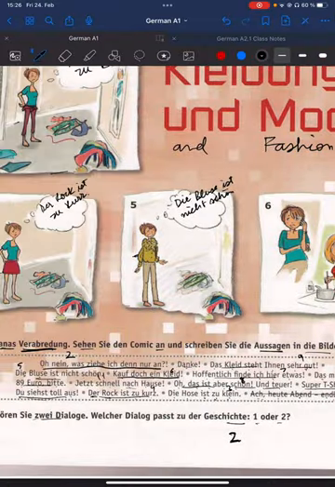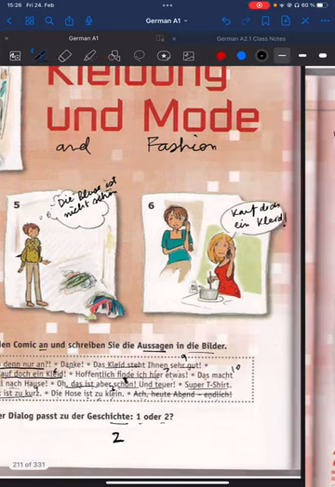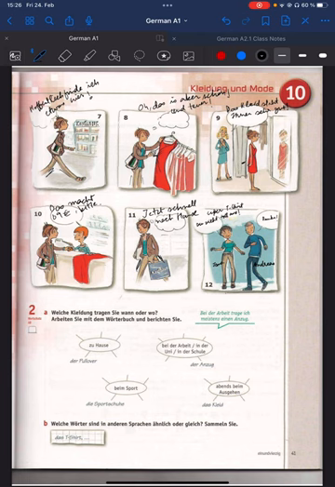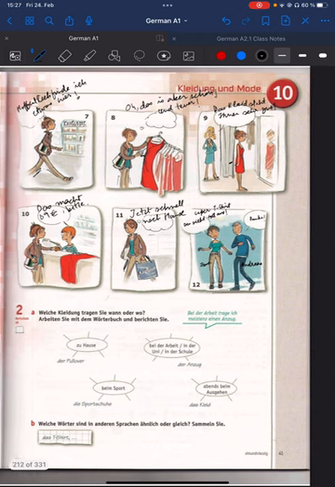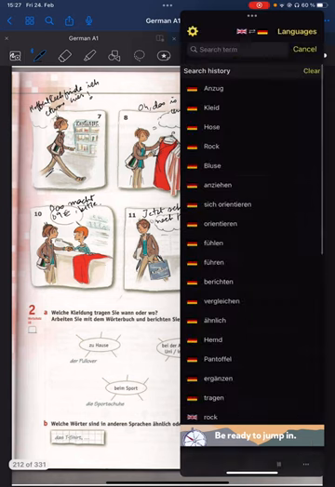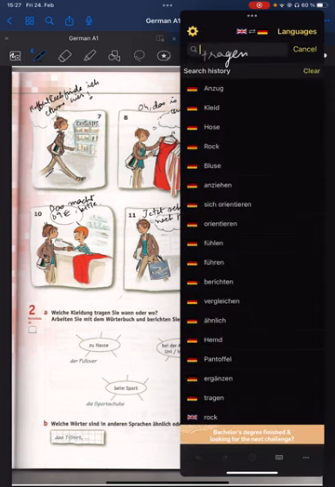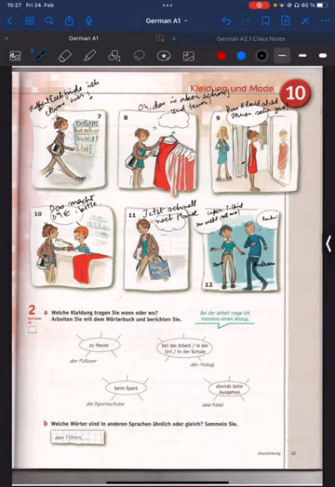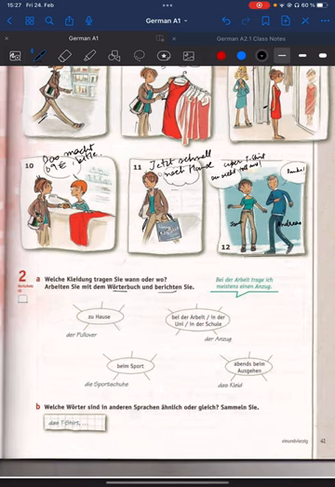Okay, she bought the dress, but she wore a T-shirt and went. Okay, and let's proceed. So, welche Kleidung tragen Sie, wann oder wo? Okay. Tragen is wear. Yeah, to carry, to wear. Which clothes do you wear, when or where? Arbeiten Sie mit dem Wörterbuch? Work with the dictionary? And Berichten Sie? Berichten, we already saw it is tell. Tell, okay.